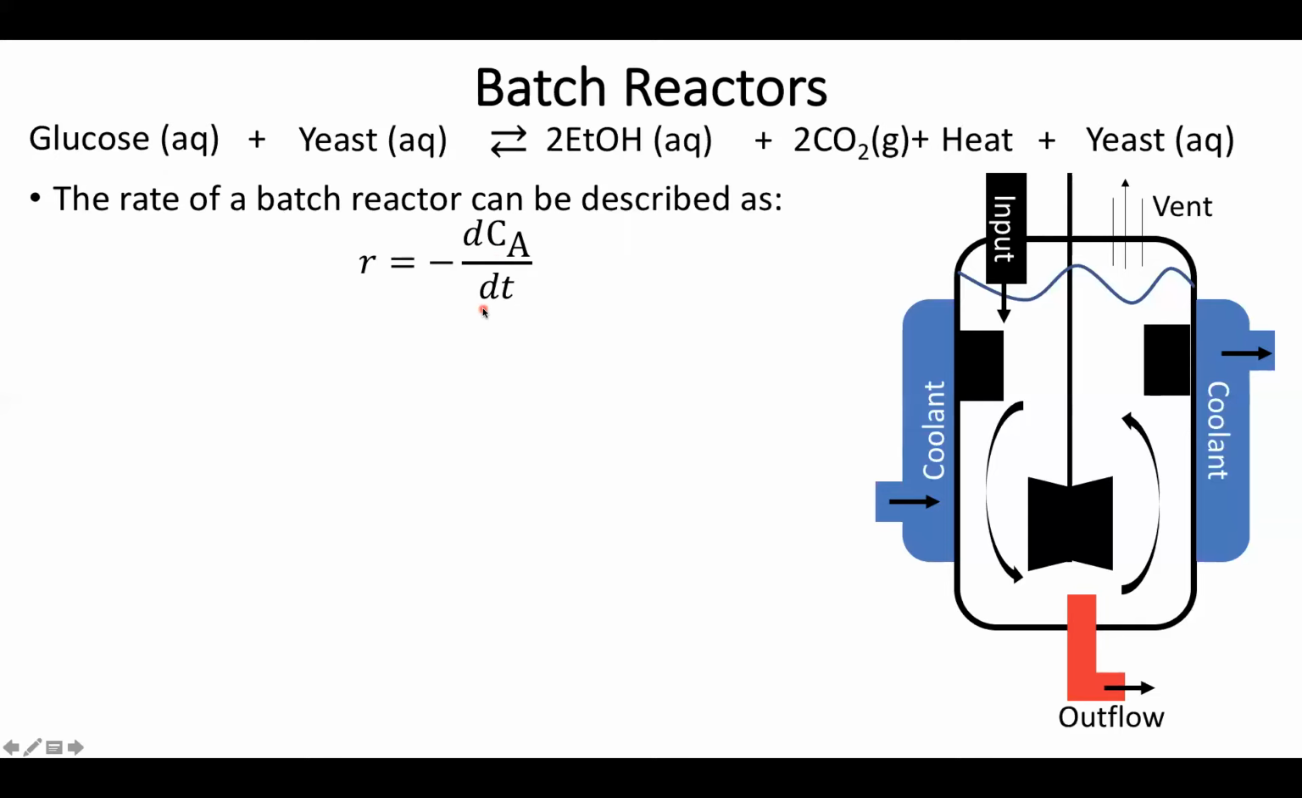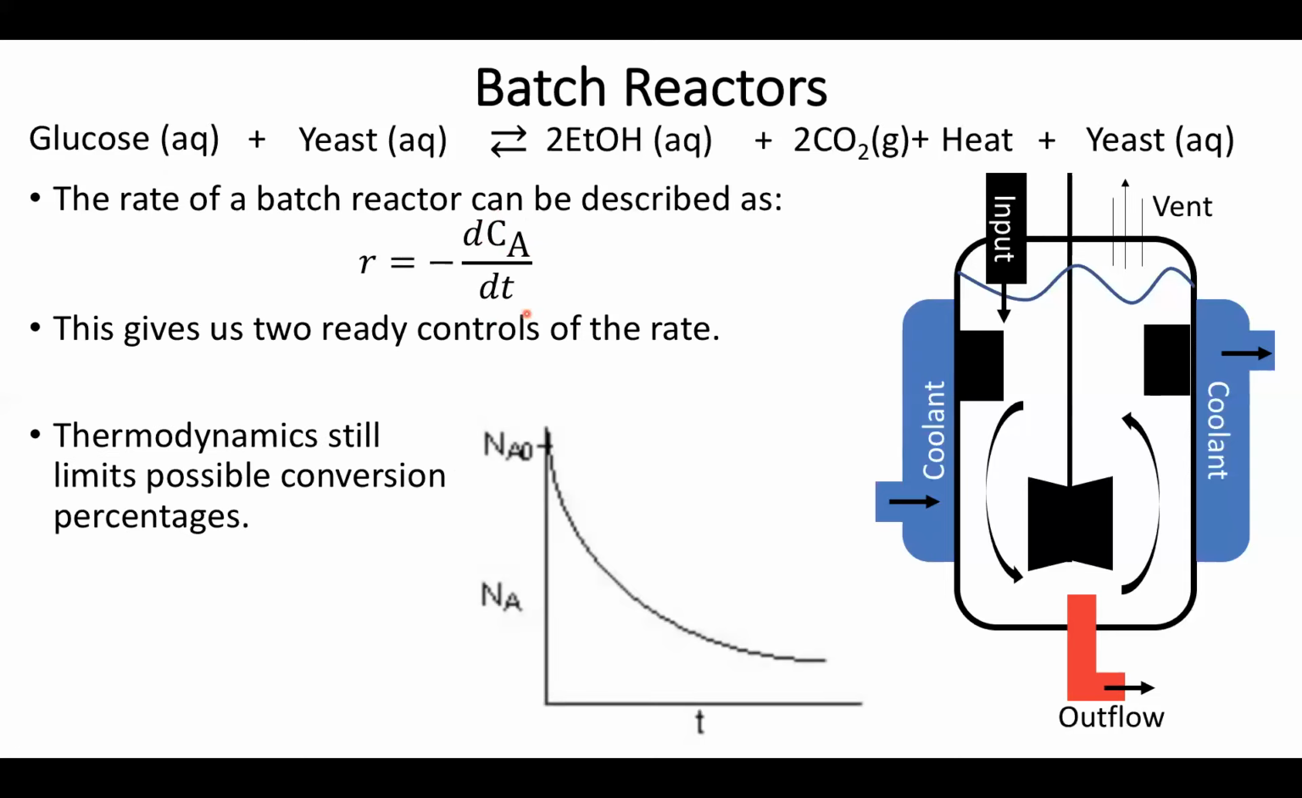So this tends to give us two ready controls over both the rate and essentially my product distribution. So I can either change the amount of concentration of my reactant, or I can change the amount of time. So let the reaction run longer. But one of the things we run into is that we're still going to have some limits over the possible conversion of my reactant to product, just simply based on thermodynamics.